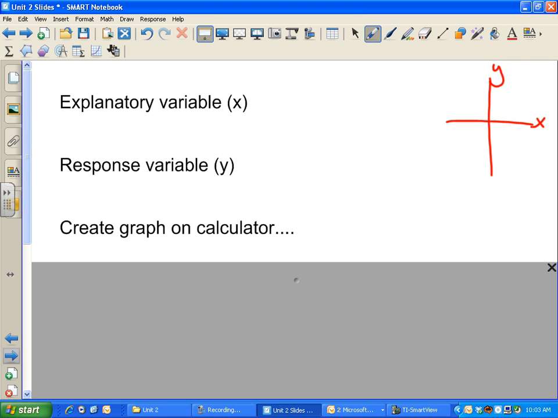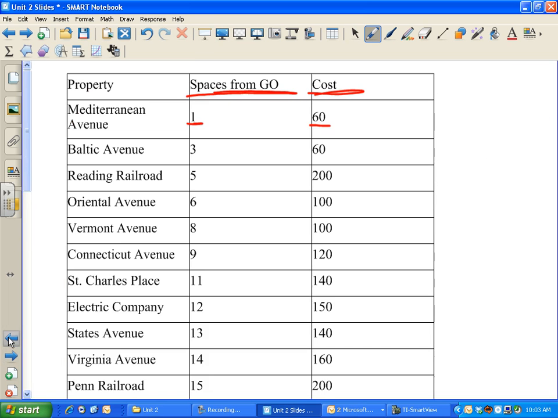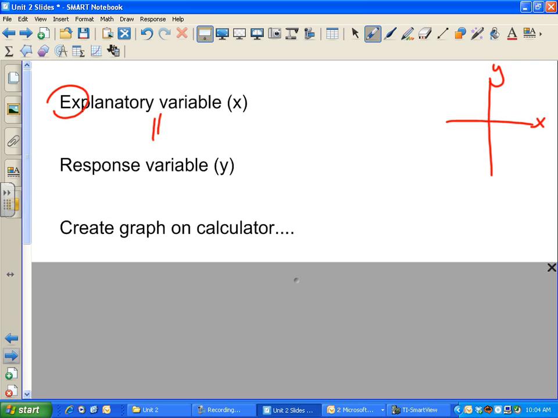So the x variable is often called the explanatory variable. Get it? Explanatory? Yeah. This is the variable we think will explain why the other variable is changing. So if I consider my two variables, I think that the number of spaces from Go will explain the cost. So the number of spaces from Go is going to be my x. It's going to explain the cost. So again, the number of spaces becomes my explanatory variable because it is explaining the cost.